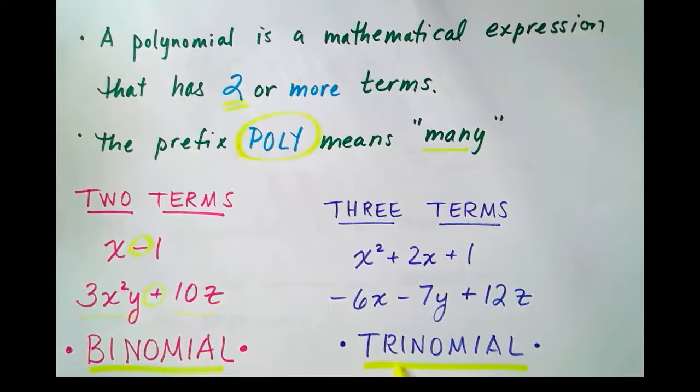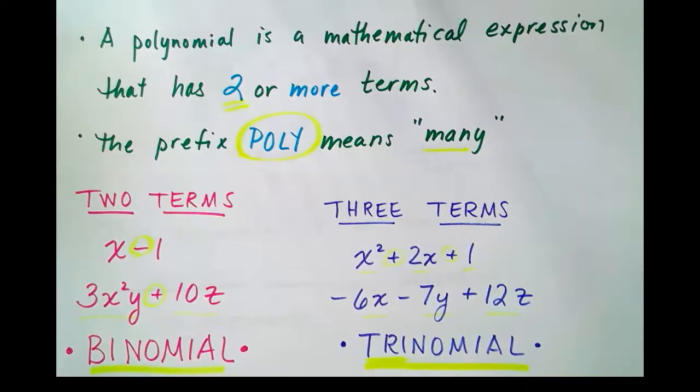We can also have trinomials. Notice that prefix tri. Tri means 3. So 1, 2, 3 terms, x squared plus 2x plus 1. Remember, the terms are separated by pluses or minuses. The second trinomial, negative 6x minus 7y plus 12z. 1, 2, 3 terms, a trinomial.